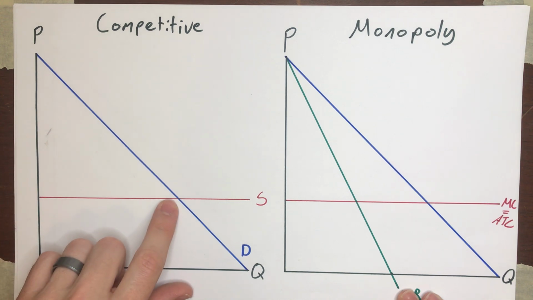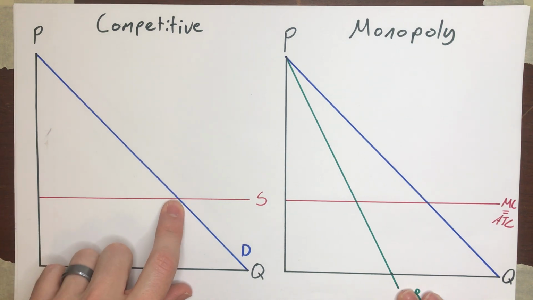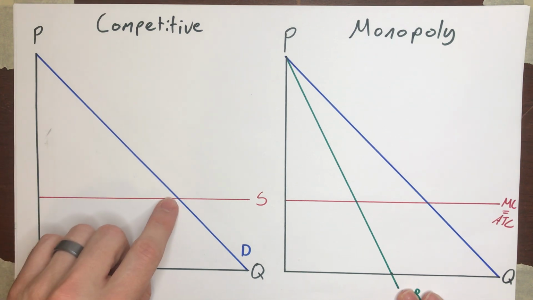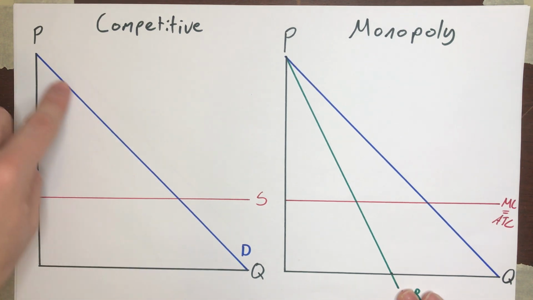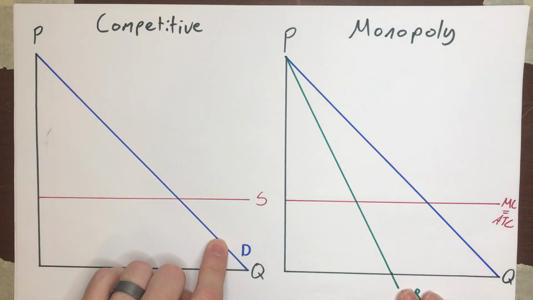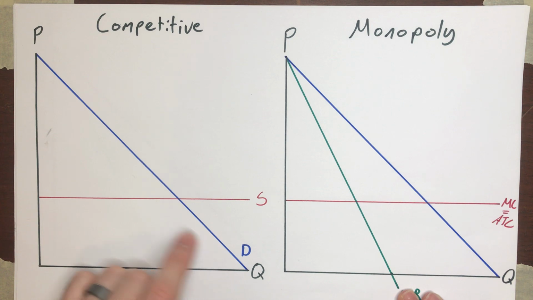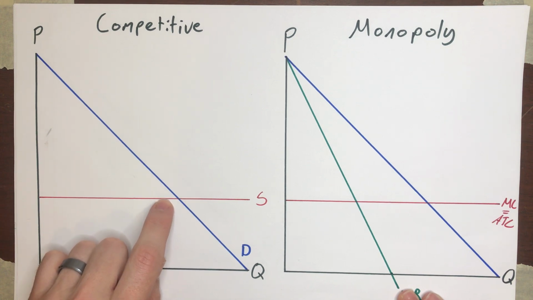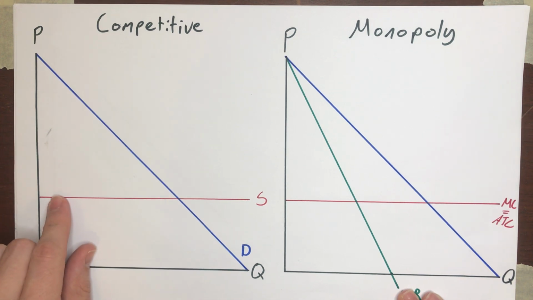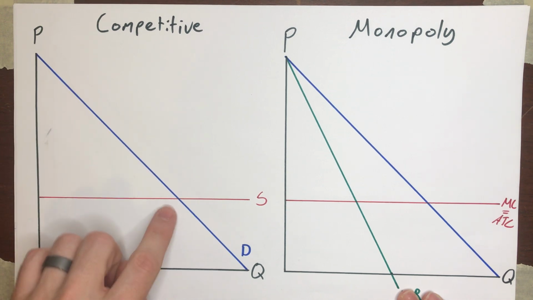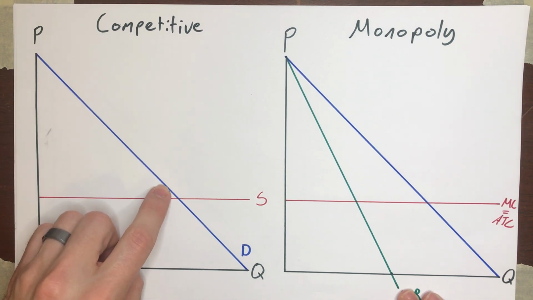So if they tried to raise their price above their average total cost curve, what would happen? Well, in a perfectly competitive market, the quantity that they sold would fall to 0 because this demand curve is not the demand curve for any particular firm. It's the demand curve for the industry as a whole. And so if you raise your price at all, there are a whole bunch of other firms that are ready to sell exactly the same thing that you're selling if you're in a competitive market.